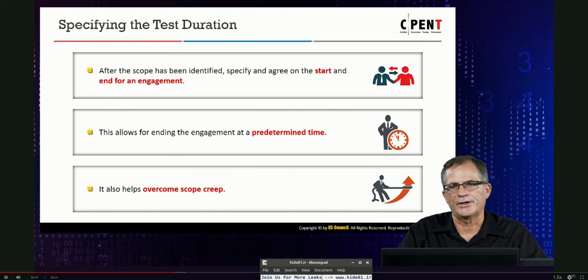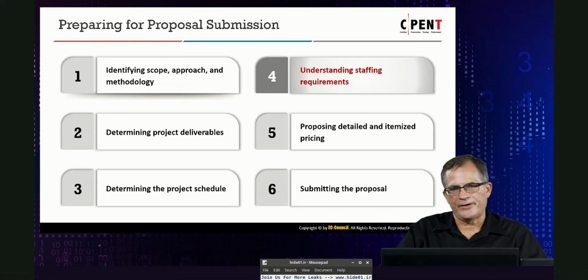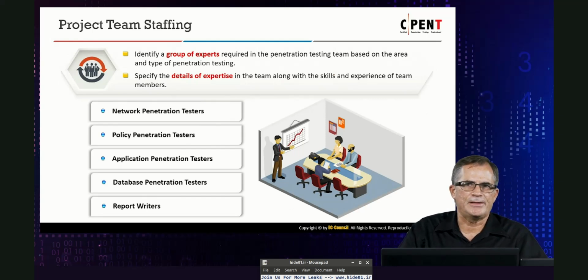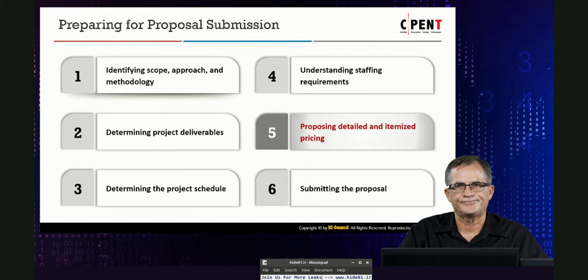All extremely important stuff. Understanding staffing requirements. Now your challenge comes in because when you get the contract and you win it, you have to staff it. So you have to do a little bit of research and understand how this works. Make sure you have a team in place, make sure they have different types of expertise, and you blend the team together. Then you have your network testers, your policy, application, database, and so on. All this is important when it comes to staffing these types of tests.